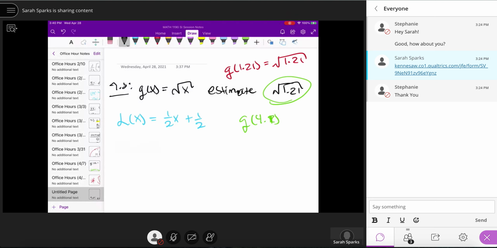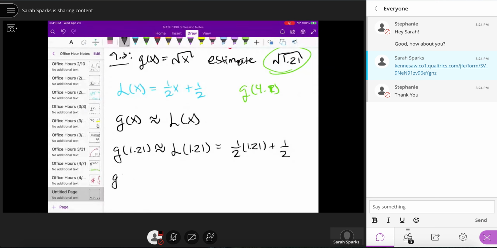Yeah, because one of the theorems says that g of x is approximately equal to L of x. Mm-hmm. So since the x's are the same, g of 1.21 is going to be approximately equal to L of 1.21, which is equal to 1 plus 1/2. And then doing that same thing, just rewriting these lines, L of 1.21.